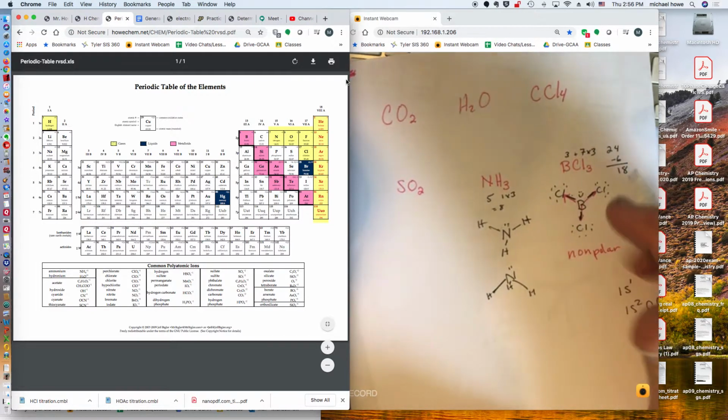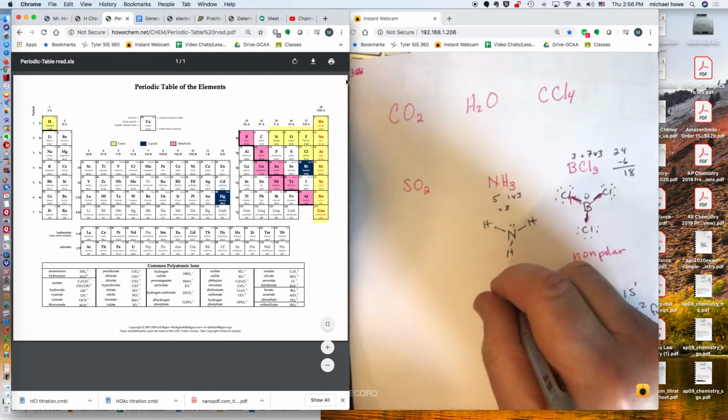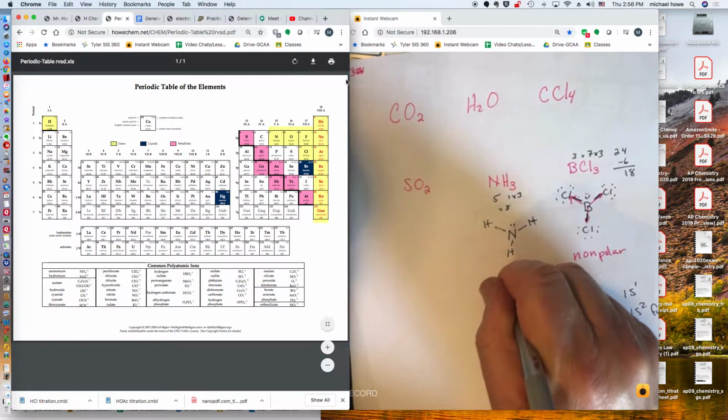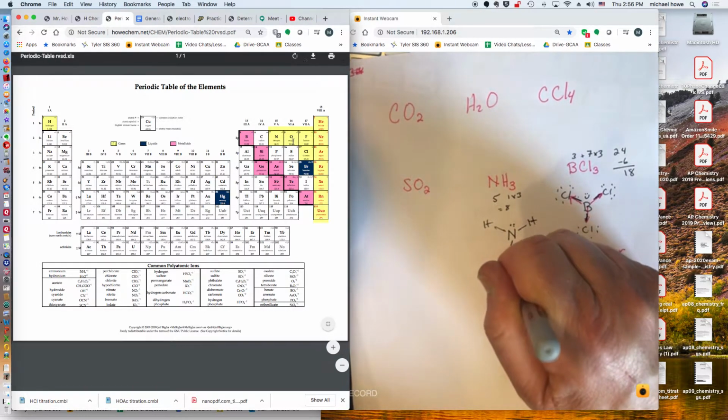All right, so that's the shape. Now, the electrons are going to be pulled toward the more electronegative element, so they're going to go toward the nitrogen, because if you look at the periodic table, you see nitrogen's further to the right than hydrogen is, so the electrons are going to go toward the nitrogen, like this.